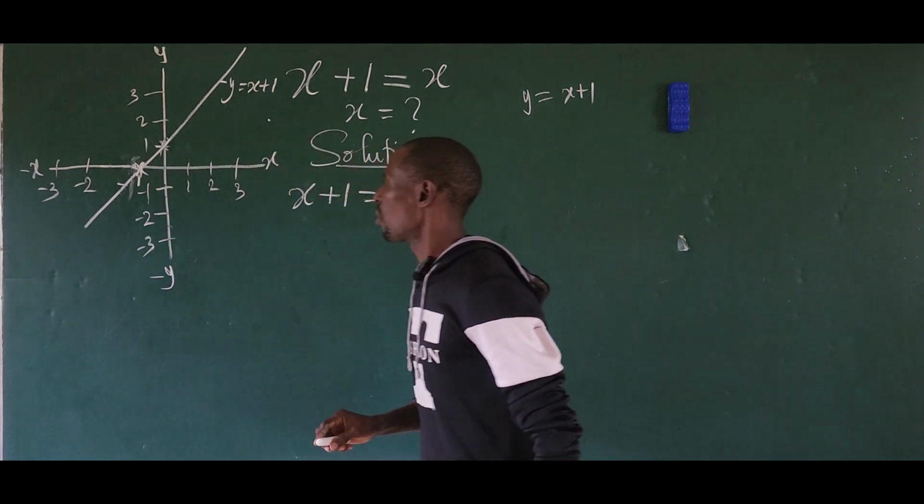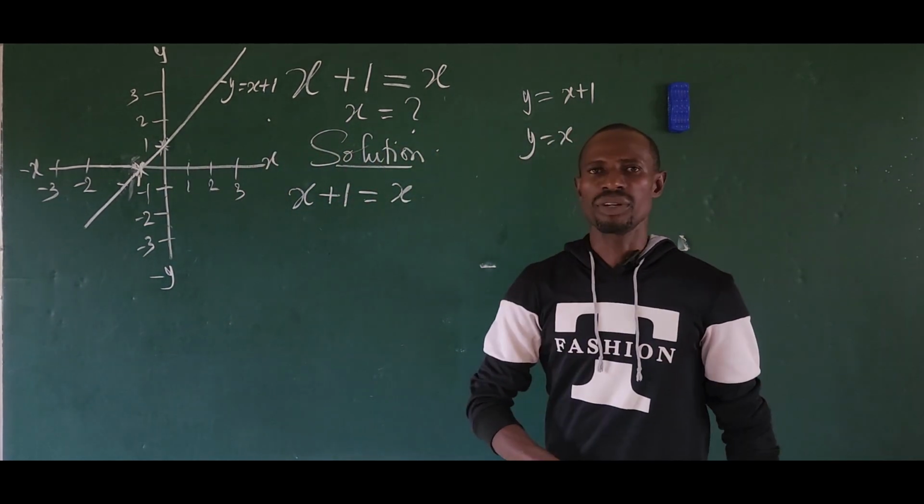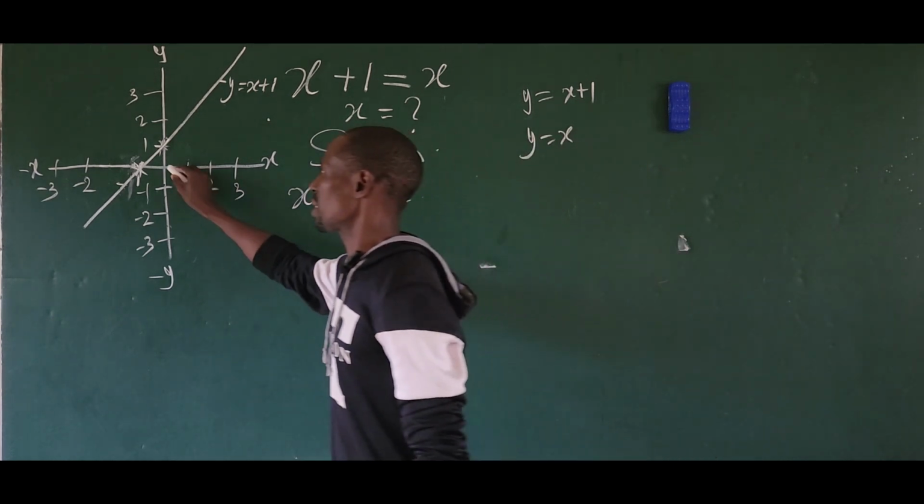Now we can do that for the second part, which is going to give us y = x. So if we have y = x, it's going to take the origin here.